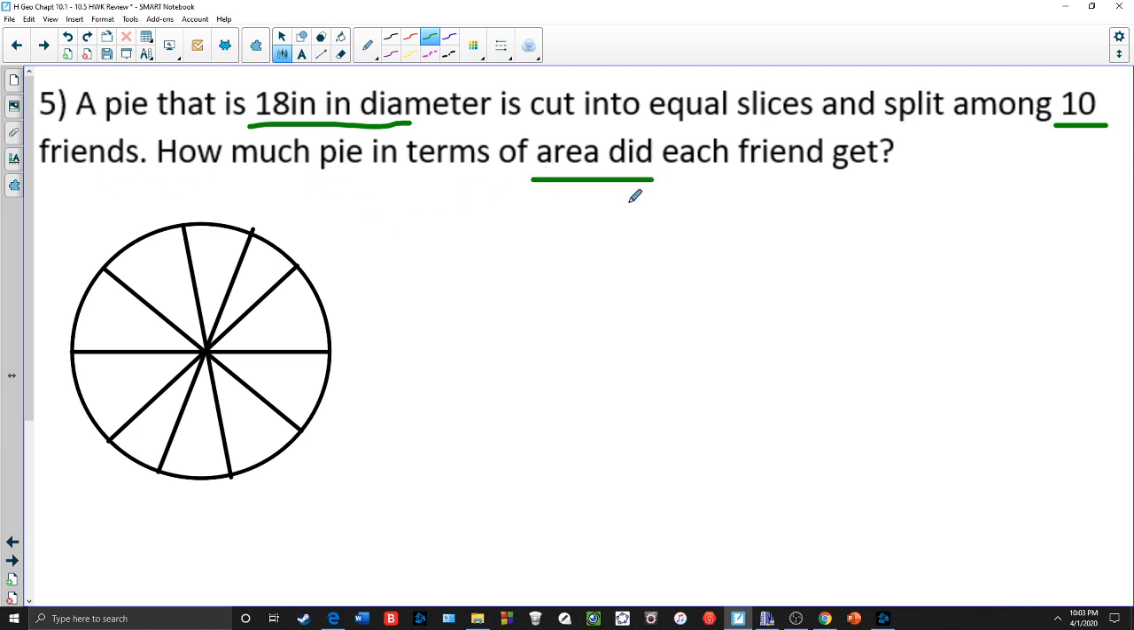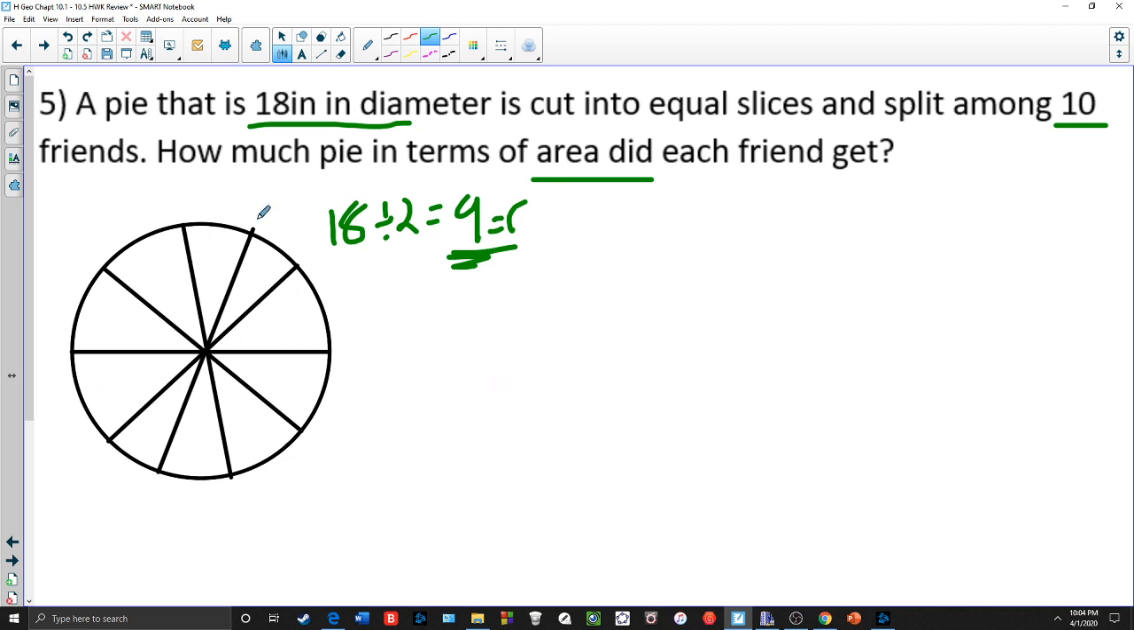How much of the area did each friend get? So an 18-inch diameter. In order to find the area formula, I'm going to need to take this diameter and cut it in half because I want the radius for the area formula. So it's going to be 9. So 9 is going to be the number I'm going to use here.